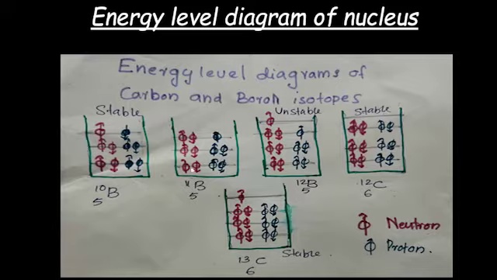In the case of boron-11, boron 5,11, the number of neutrons is 6. 11 minus 5, 6 neutrons present. So this is 1, 2, 3, 4, 5, 6. This is completely filled and this is half filled. So boron-11 also is a stable nucleus.